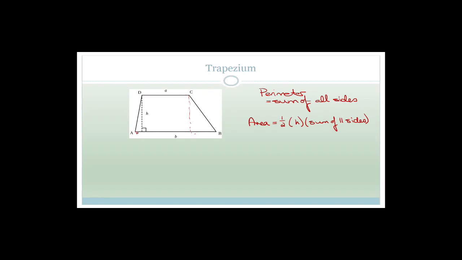So let's just use an example. If the whole of this is 8 and this is 5, and let's just make this 4, then it would be a half times 4 times 8 plus 5, which is 2 times 8 plus 5, which is 13, which is 26 units squared. Okay, get it? Right, let's continue.